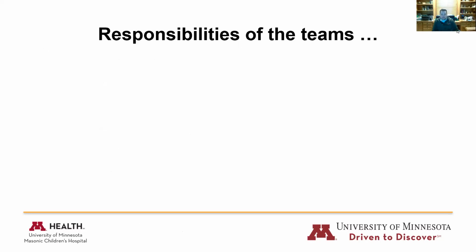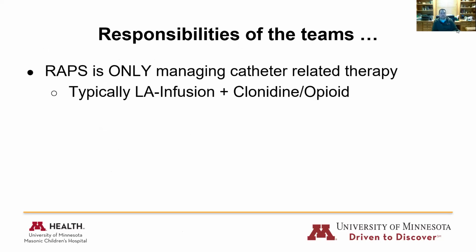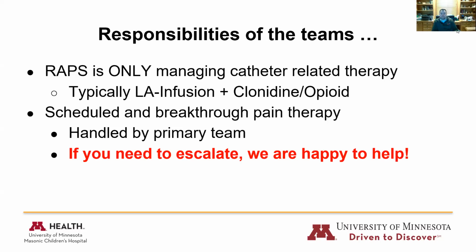What are the responsibilities of the teams? The regional anesthesia or acute pain team, RAPS, is currently only managing catheter-related therapy. So if you have a catheter that runs a local anesthesia infusion or has clonidine or opioid in it, that's where the RAPS team comes into play. When it comes to scheduled pain meds or breakthrough therapy, this is the responsibility of the primary team. We're always happy to help with recommendations. So please, if you have somebody who has a local anesthesia infusion and you would like to adjust your pain regimen, we're always happy to give recommendations. But right now, the official responsibility to write the orders is still in the hands of the primary team.